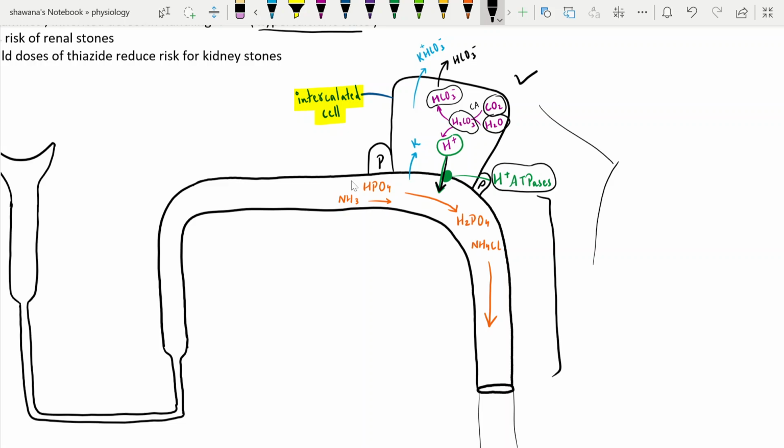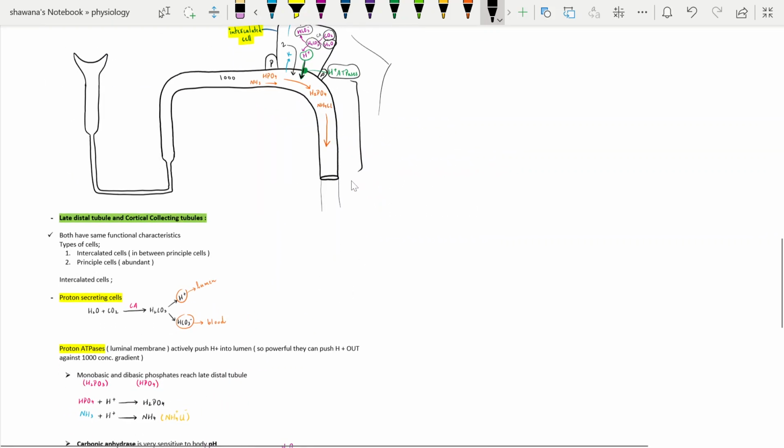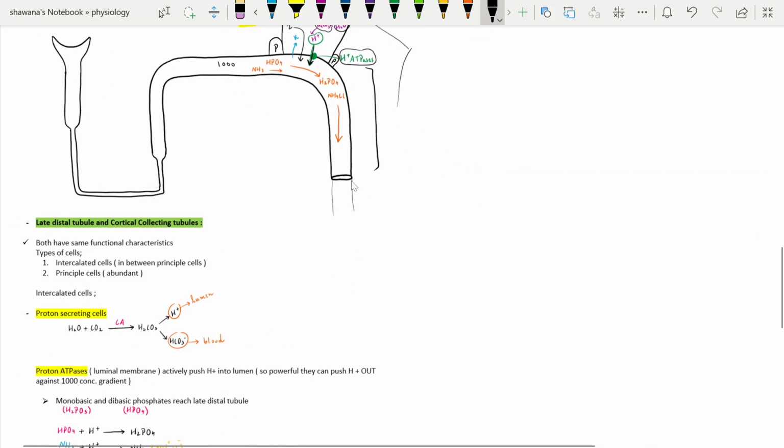These proton ATPases are so strong that even if there are 1,000 protons here and only 2 protons here, they will eventually cause these 2 protons to move out. They can work against the concentration gradient. They are so powerful, they do not mind the concentration gradient. They can push protons out against a 1,000-fold concentration gradient.